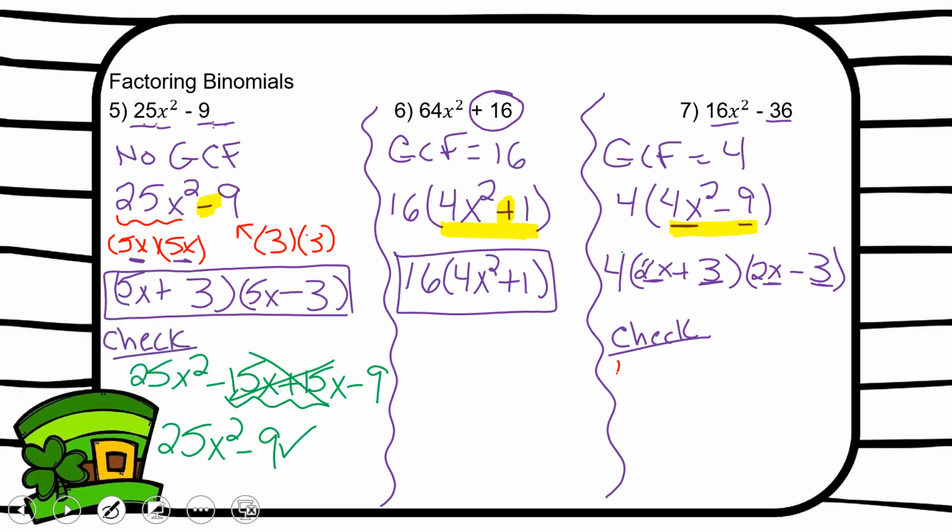So to help me remember that, what I do most of the time is I'm going to leave my 4 out front and I'm going to multiply my two binomials together. So 2x times 2x is 4x squared. 2x times negative 3 is negative 12x. And then I've got a plus 12x and then minus 9. Combine my like terms, these are gone.